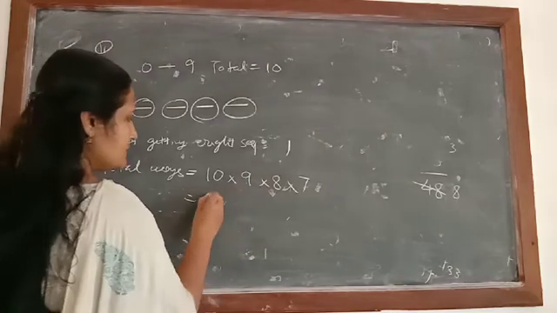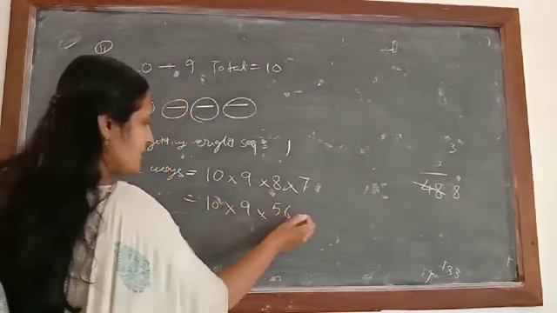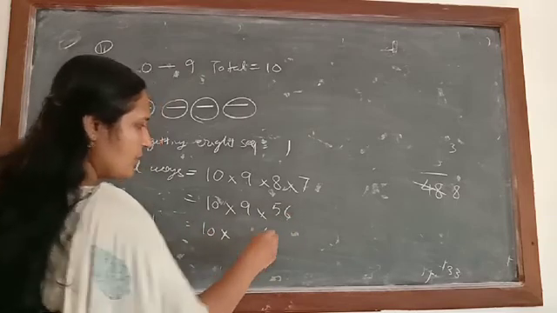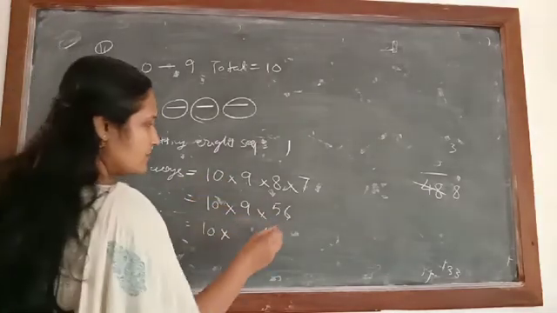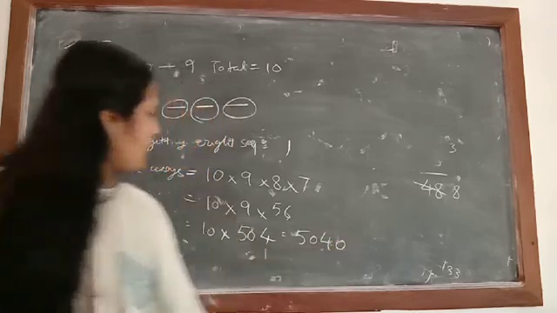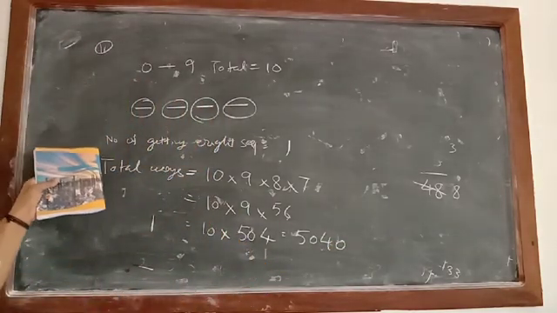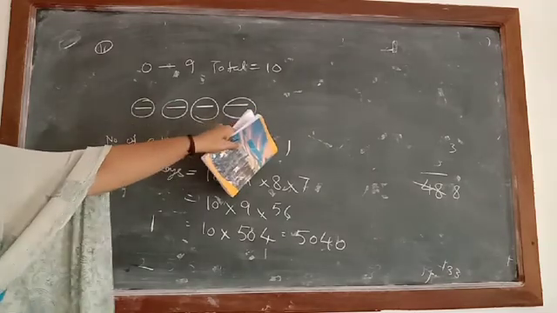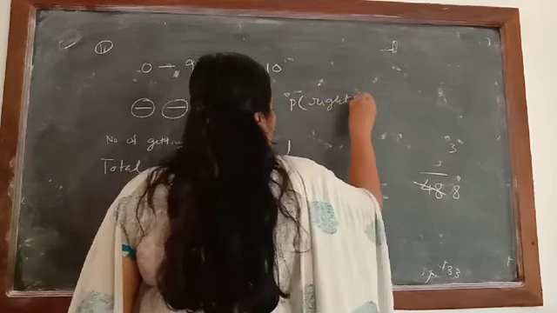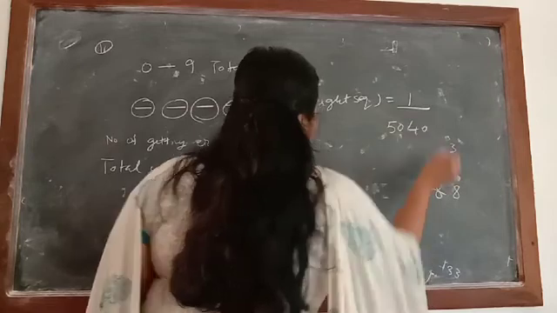So it will be equal to 8 7s are 56. So 10 into 9... 6 are 54, carry over 5, 9 5s are 45 plus 5, 50. So we'll get the total ways equal to 5040. And in that way, the probability of getting the right sequence will be 1 time only. So the probability of the right sequence is equal to 1 by 5040.